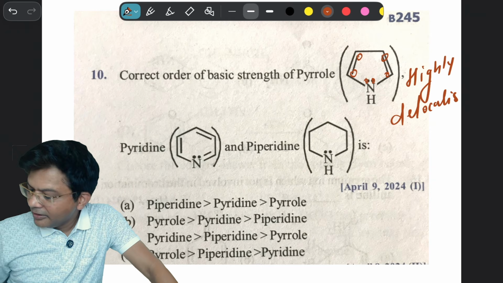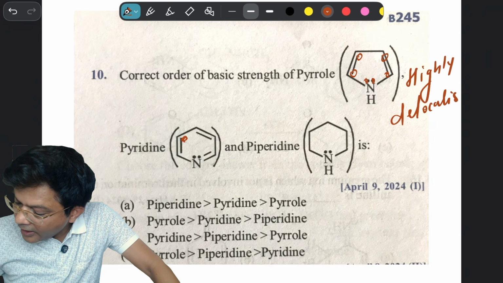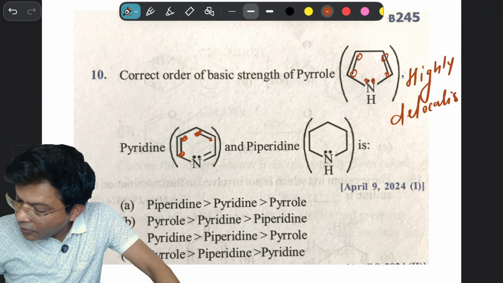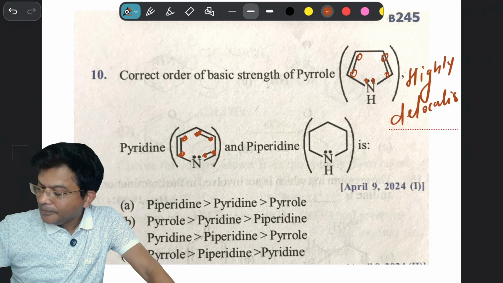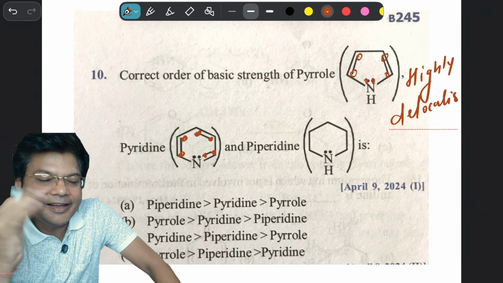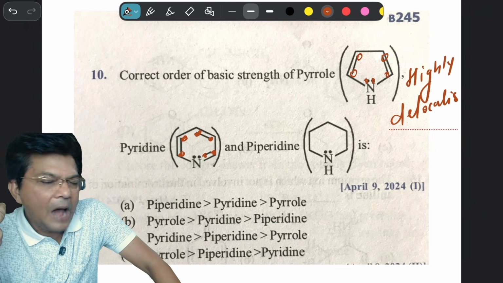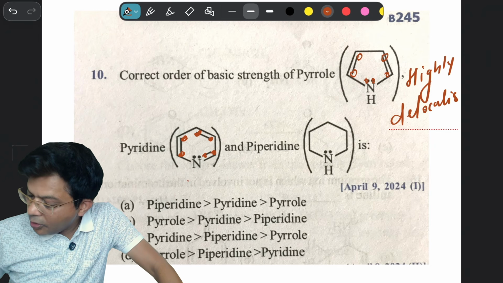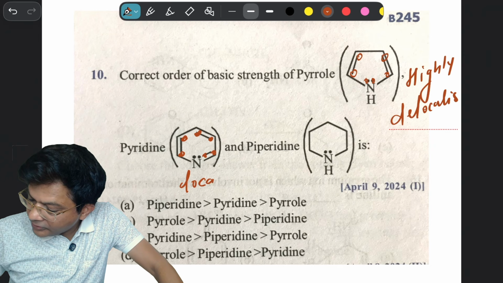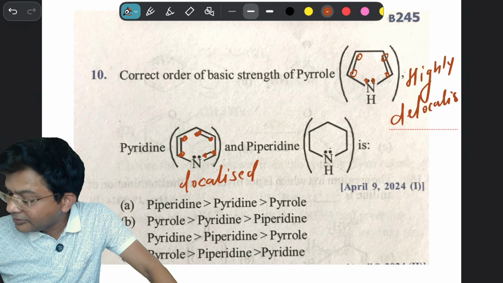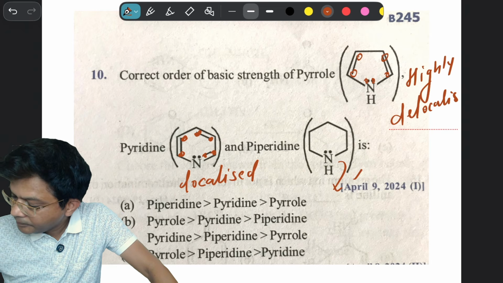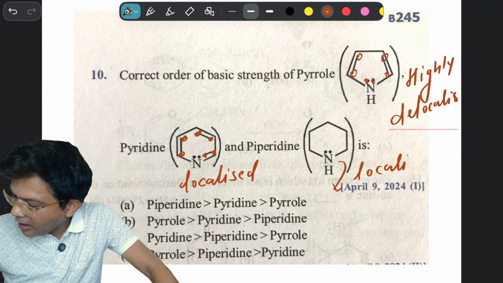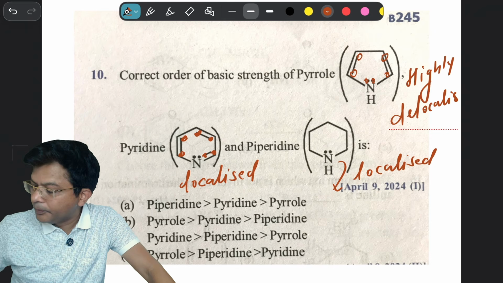Now pyridine, you see already 1, 2, 3, 4, 5, 6 electrons. Pyridine is saying, hey, I'm self-sufficient. I'm already having 6 electrons, I don't need your lone pair. So it is localized, can't participate in resonance, no resonance. And this is also localized. Now localized and localized will be super basic.